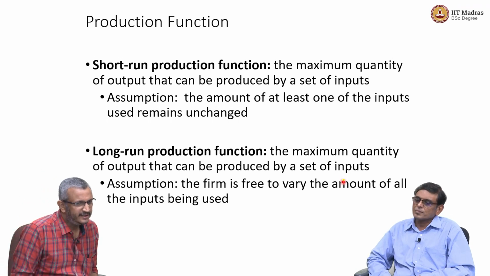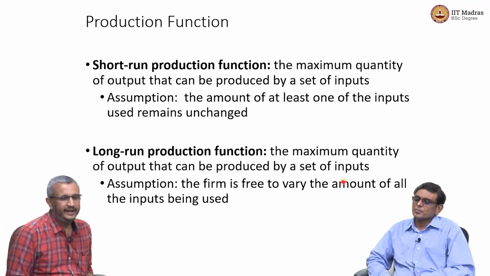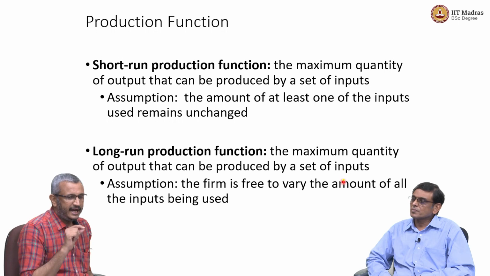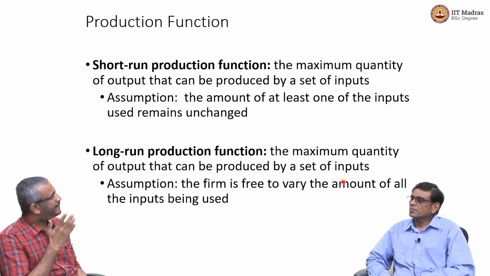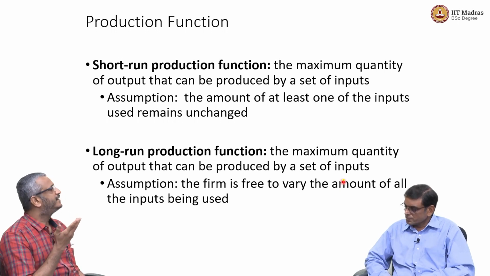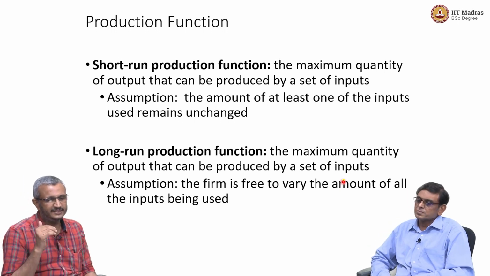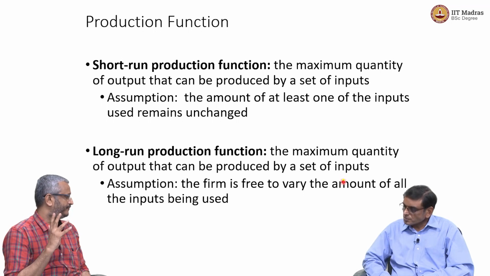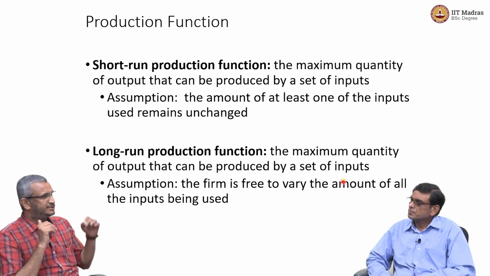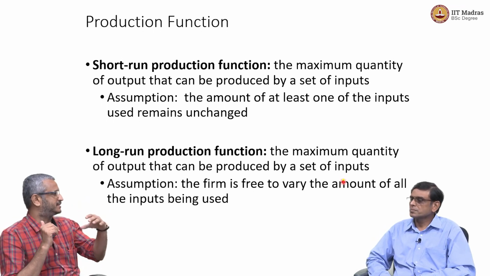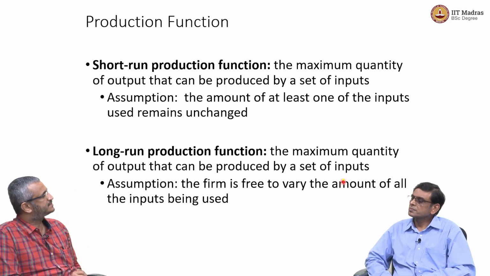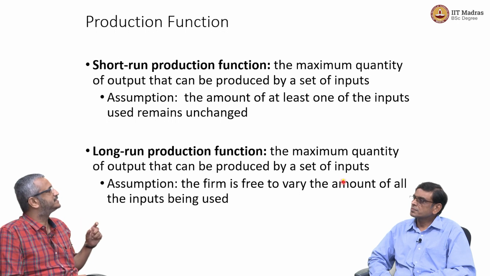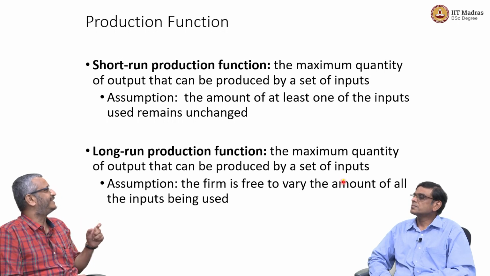So, a short run is when at least one input remains unchanged. So, basically capital cannot be varied in the short run. In the long run, what we find is that everything can be varied. So, now we have short run production function, long run production function. So, why are we distinguishing this? We are distinguishing this because there are certain short run decisions that a firm would like to take and the long run decisions.